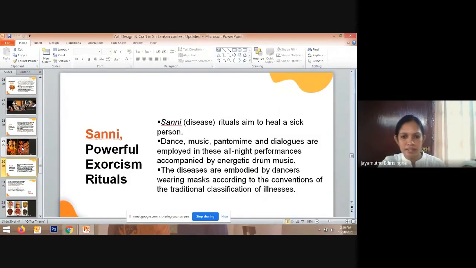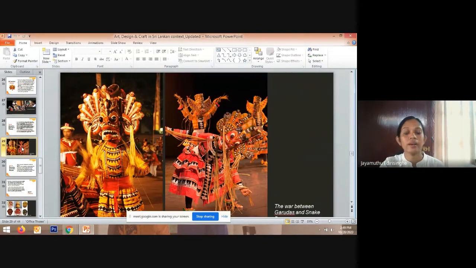These are scenes from the fight between Garudas and the Snake. These are some of the very famous performances when it comes to Sri Lankan mask performance. And here you all can also see the costumes. There are similarities with South Indian mask performance, even in the costumes and the way they perform.